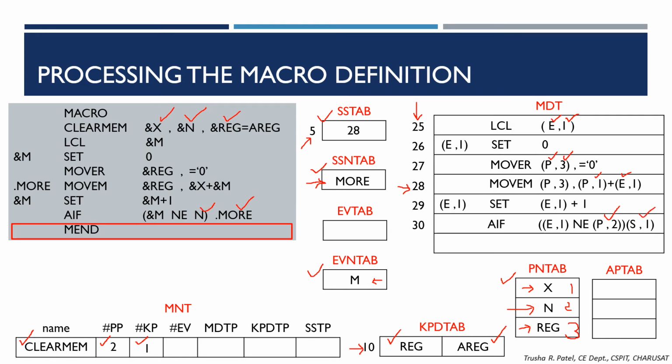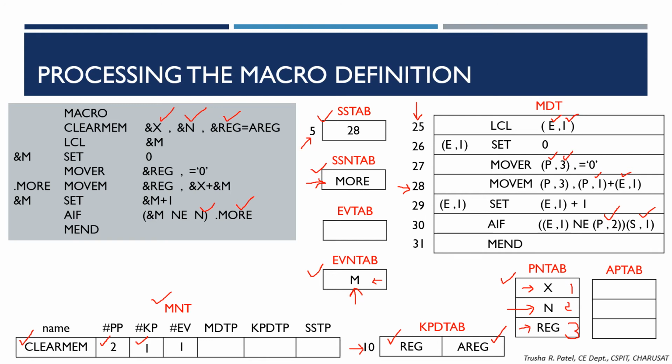And the last statement is MEND, so the last generated code will be MEND. Now here in the MNT table, we have to write down the number of expansion time variables we have encountered. So here we have encountered only one expansion time variable, that is M. That's why the count is 1.